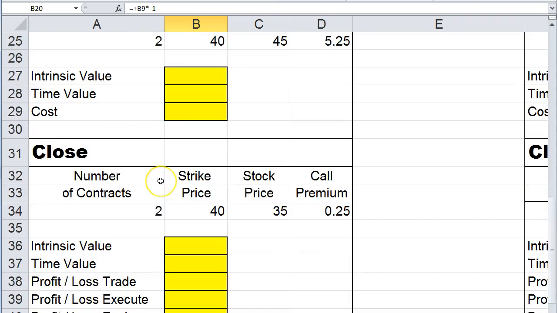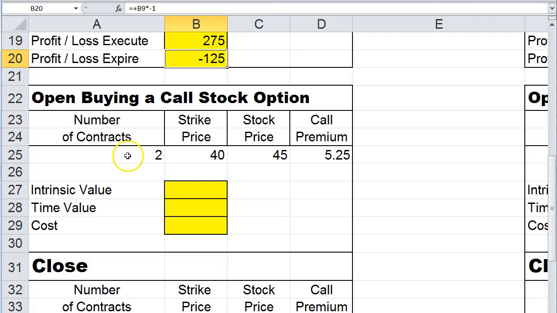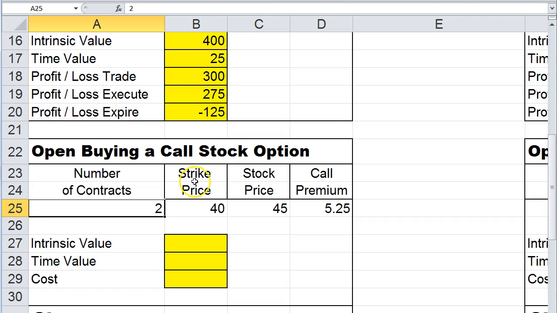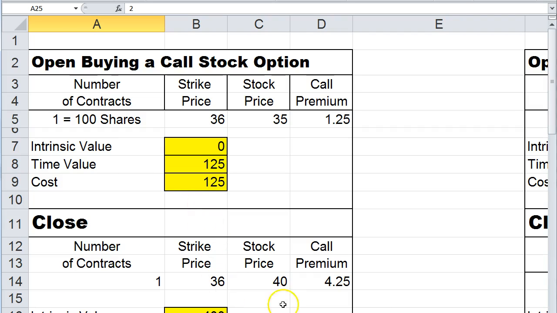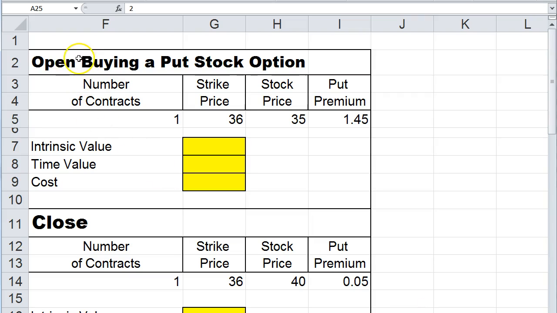There's a second example down here that you're going to do by yourself in the handout. And remember, this example has 2 contracts, so you're going to be multiplying everything by 200 instead of 100. Okay, now let's go to the second example on this handout. And this example involves buying a put option. So we're going to open the contract by buying a put option.